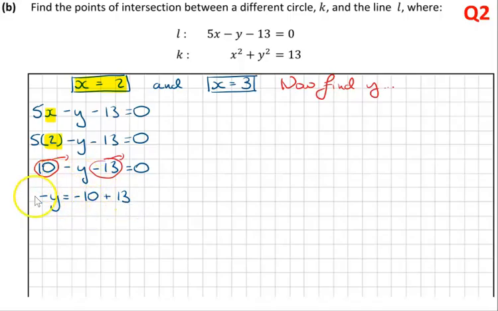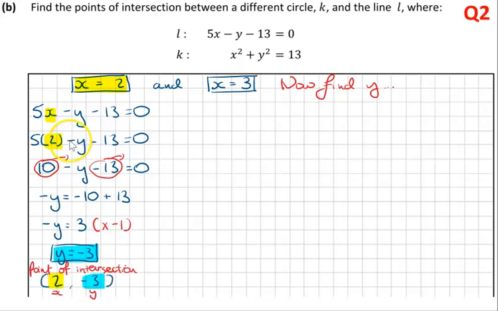Now I want to solve for y, not minus y. So I'm going to have to change the sign. So minus 10 plus 13 is 3. And then multiplying across by minus 1, I get y is equal to minus 3. So I was asked to find the points of intersection. So one of them is, my x value is 2, my y value is -3, so 2 comma -3 is one of my points of intersection. I then do the same with x is equal to 3.